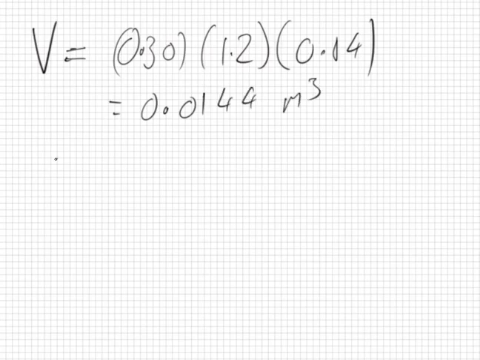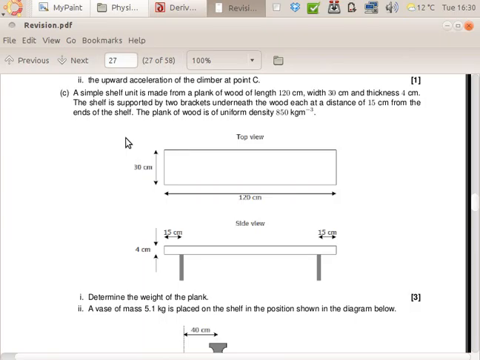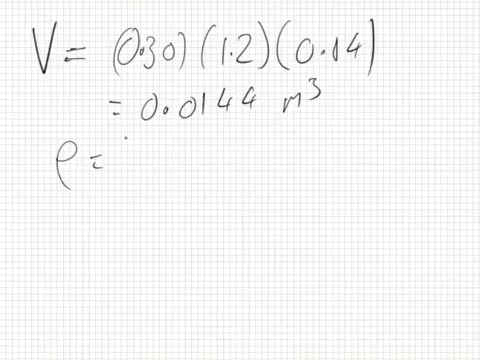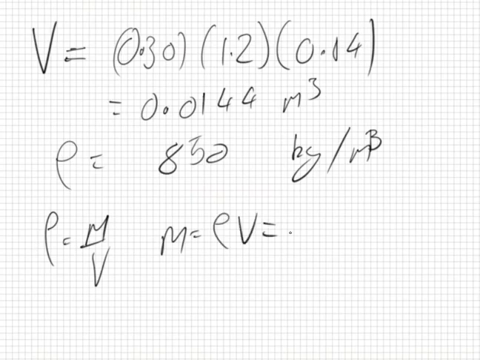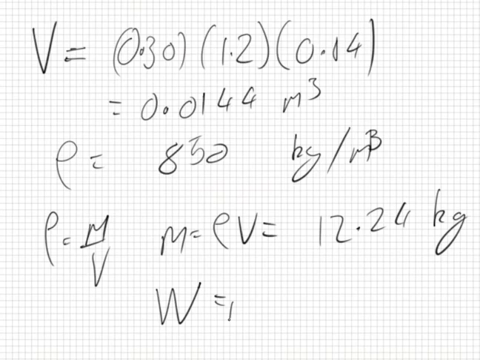Now he gives us the density. The density is 850. And he would like the mass and then the weight. So density equals mass over volume, so mass equals density multiplied by volume. So I got the mass is equal to 12.24 kilograms. And how do I find the weight? What's the weight? mg. So 120 newtons is the weight. So that's the first part done.